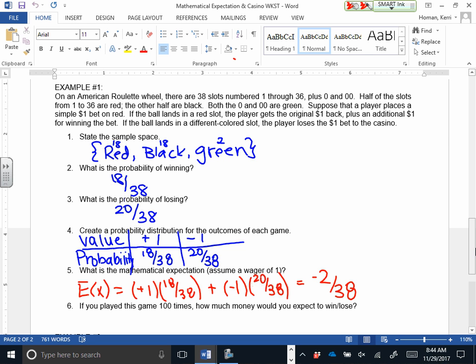Now, I have been describing all of this as me playing the game, right? So this would be the mathematical expectation for the player. Can you give that to me as a decimal?